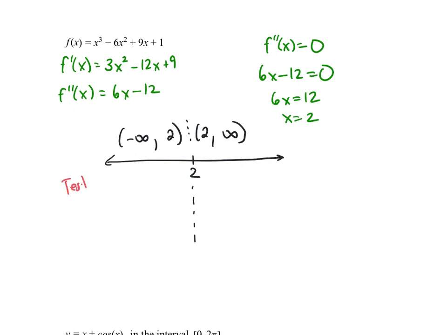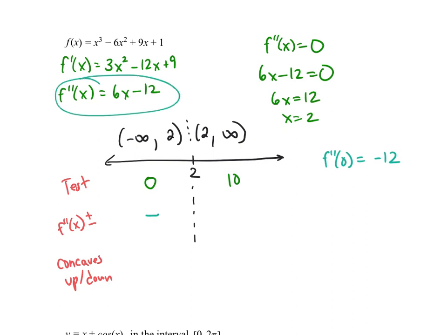So I'll pick a test point, see if the second derivative is positive or negative, and then figure out if it concaves up or down. I'm going to pick 0 for my point here, and then I'm going to pick, I don't know, 10 here. So I will plug those into the second derivative. F double prime of 0 is negative 12, so it is negative. Again, I'm just plugging it into the second derivative here. F double prime of 10 is going to be 60 minus 12, so 48, so positive.